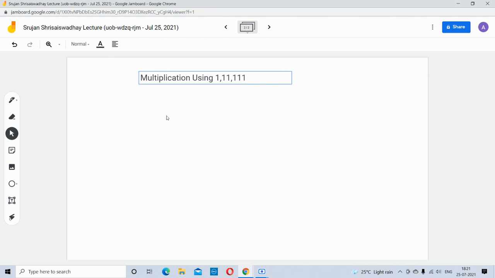So multiplication using 1. Obviously, you know that you'll be getting 1 as it is. So the number will be the same. So we are not going to see 1. We are going to see a number multiplied by 11, 111. Now let us consider an example. You can take any example. We'll start with 11 multiplied by 11.